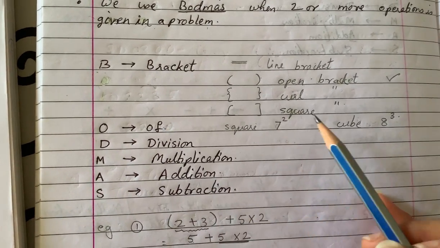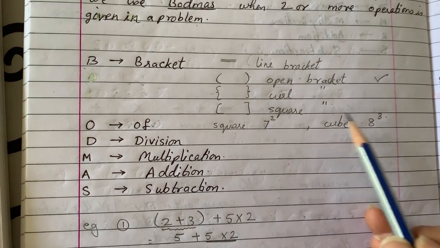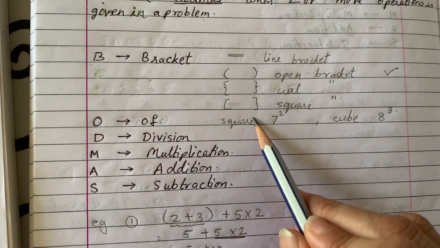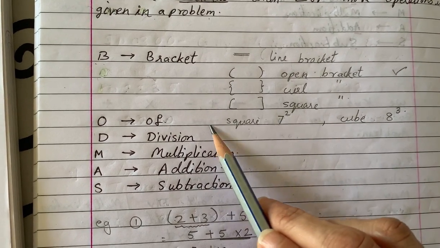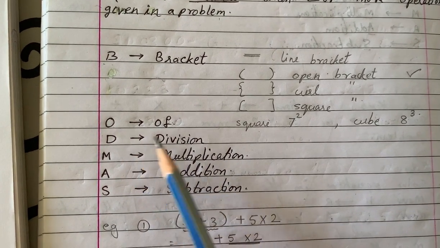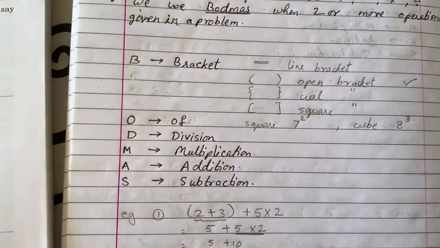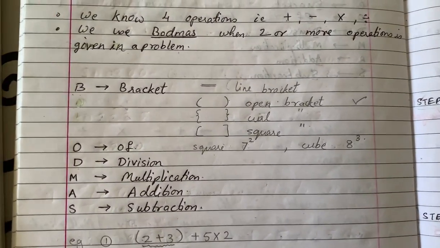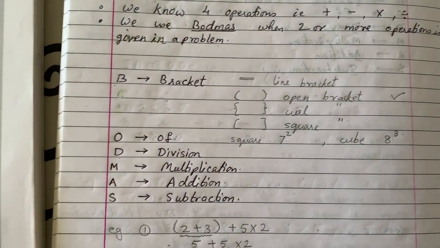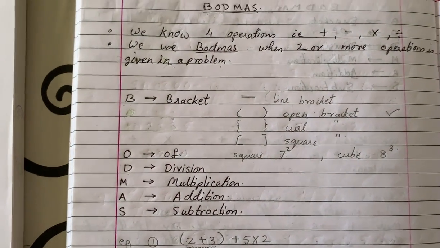O means of or order. This is exponentials. We will be solving like 7 raised to 2, 8 raised to 3 or anything in square or cubes. Now this we will be studying when you go to higher classes. So for your class we will not be studying operations or exponentials. D says division, M is for multiplication, A is for addition, S is for subtraction. So here, using this Bodmas rule, we will be studying how to solve the problem if all the operations are in one problem.